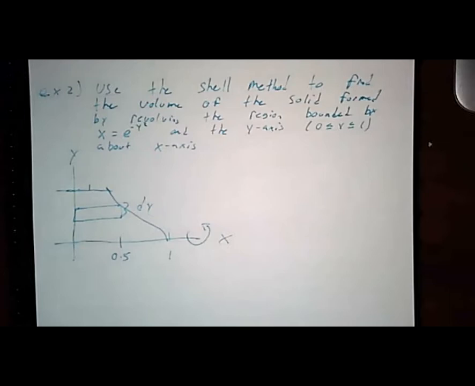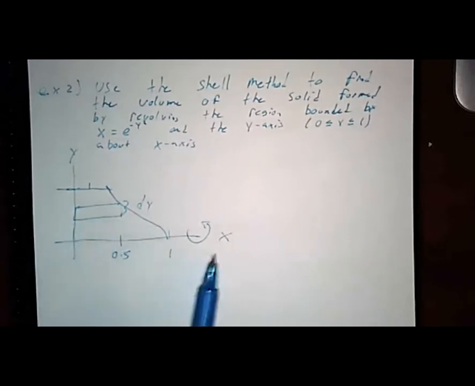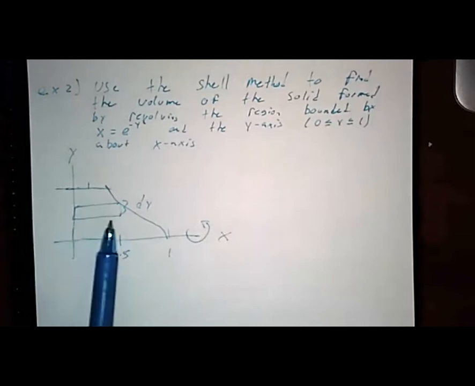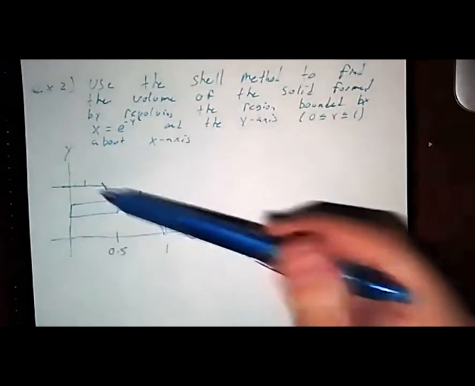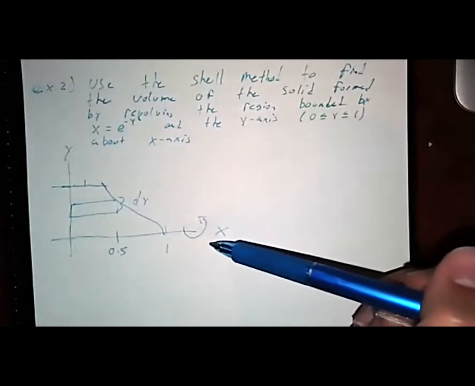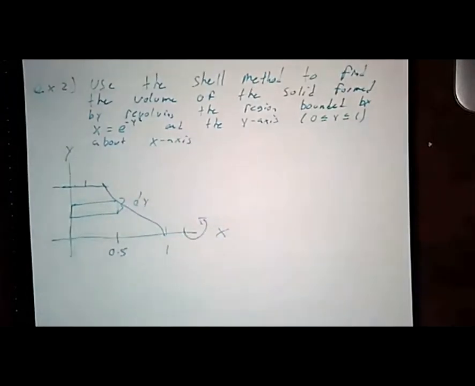So if it's rotating around the x-axis, you use the shell method, and if it's rotating around the y, you use the disk. It depends how you slice it. If I slice this way and the rotation is on the x, then I have to do shell. If I slice this way, vertically, and the rotation's over here, then I have to do disk. So if my slice is parallel, shell. If my slice is perpendicular, disk. And you choose which way is better to slice.